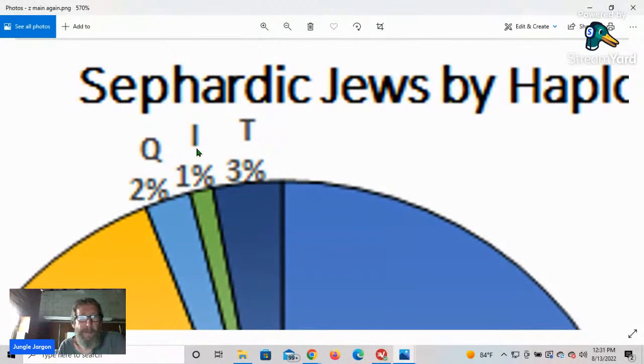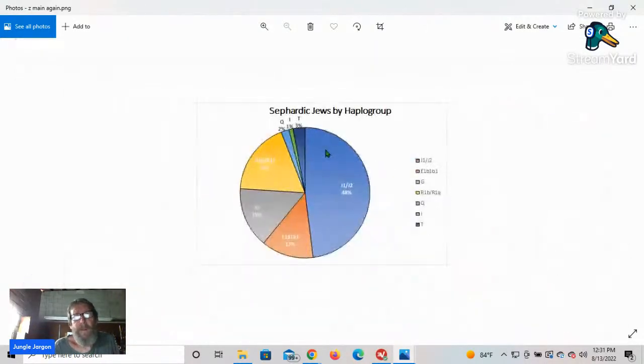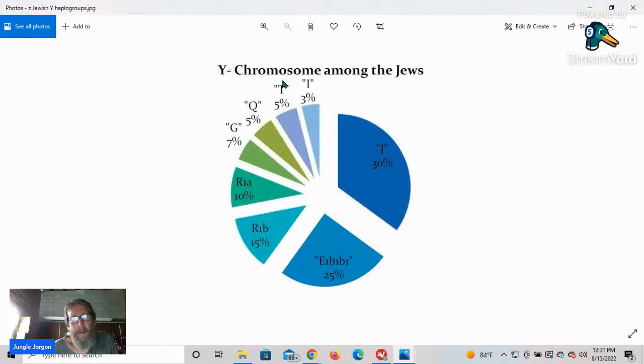Q is the Medes, I is the remaining Danites, because they took off in another direction as well. Here's the non-religious Jews, apparently more non-religious, and it's still 30% J. And Albert Einstein was an E, and still not a whole lot T. Q, G is Assyria. Then you have the R1A, R1B, which is Gomer, descendants of Gomer, which is European and Mediterranean.